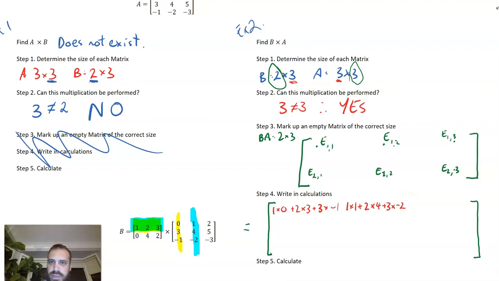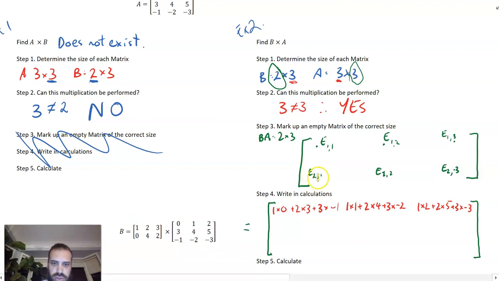And then this next element is going to be row 1 times column 3. So it's 1 times 2, plus 2 times 5, plus 3 times negative 3. Okay, and then we just run really quickly through the other 3. I might just get rid of all my highlights because that's making my life really hard now, and do it all over again.